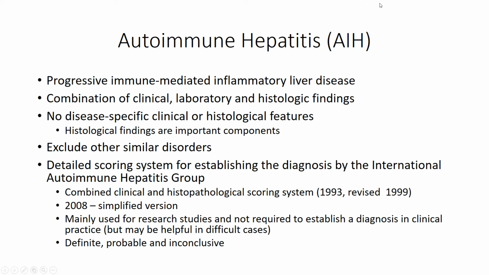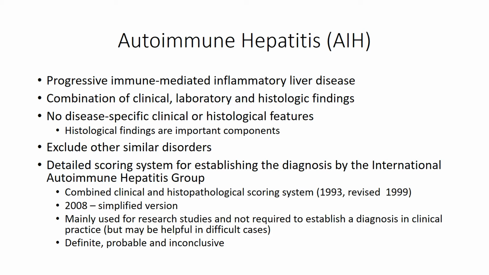It's a progressive immune-mediated inflammatory liver disease. There are no disease-specific clinical or histological features, but the histological findings are important components. We do have to exclude other similar disorders. And the primary differential diagnosis in cases of autoimmune hepatitis is drug-induced liver injury, which can have a similar type of inflammatory infiltrate and also histology like interface hepatitis and portal inflammation.